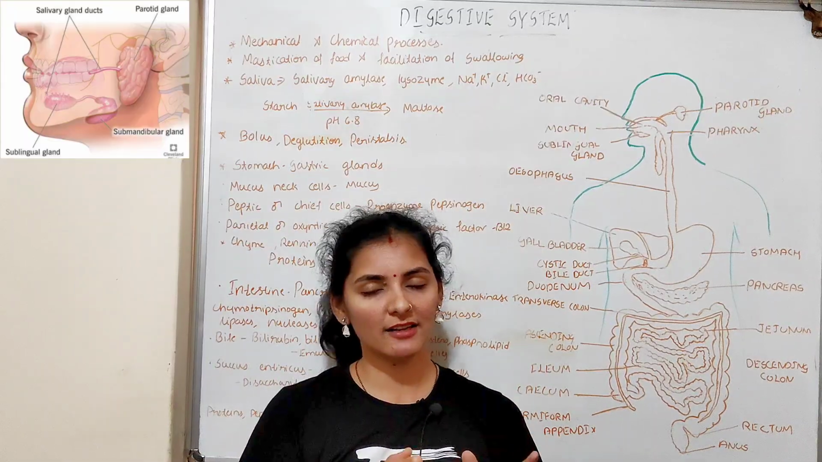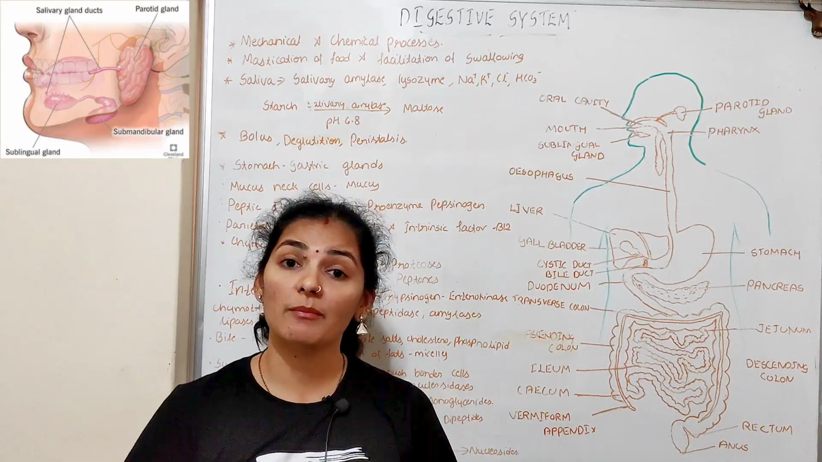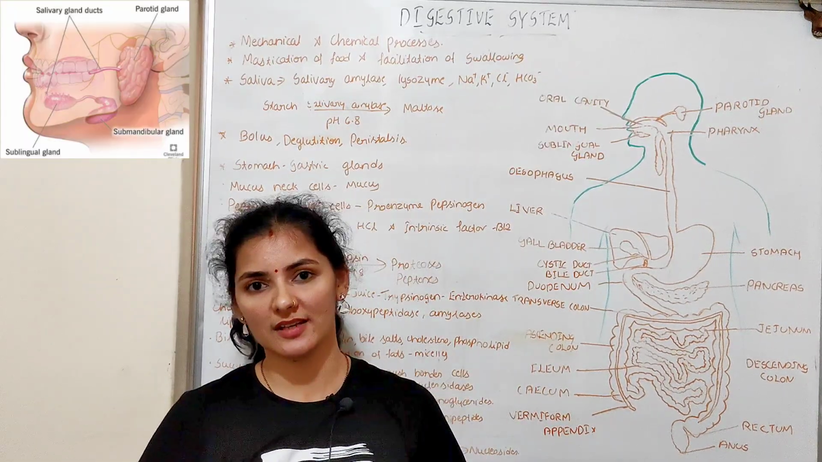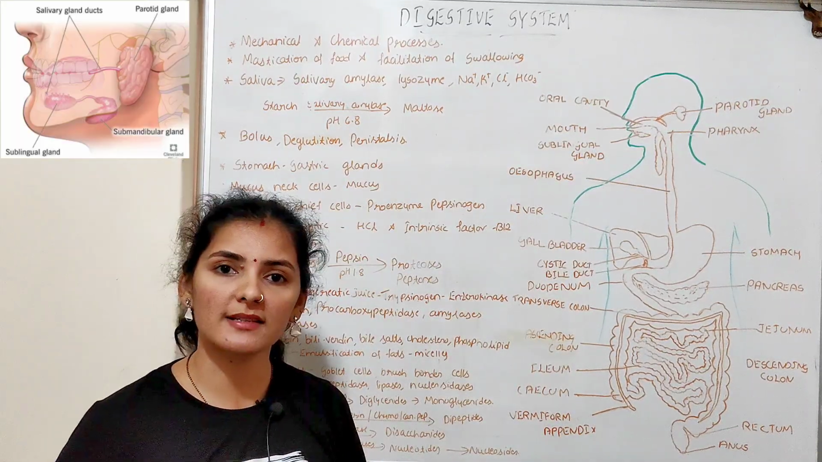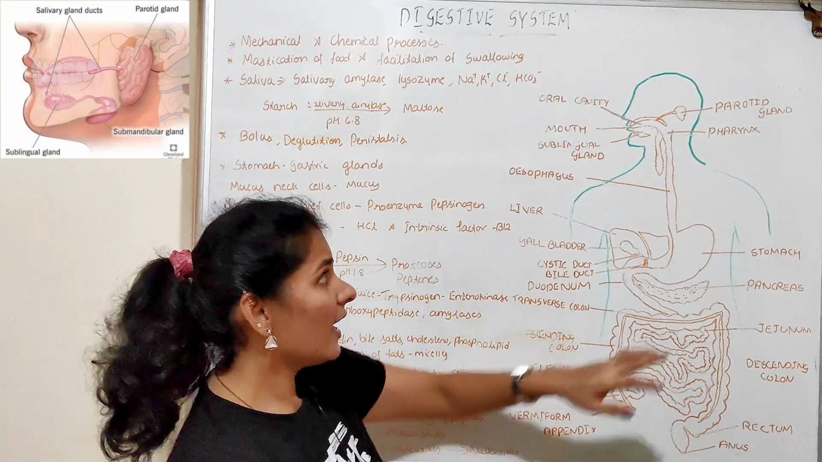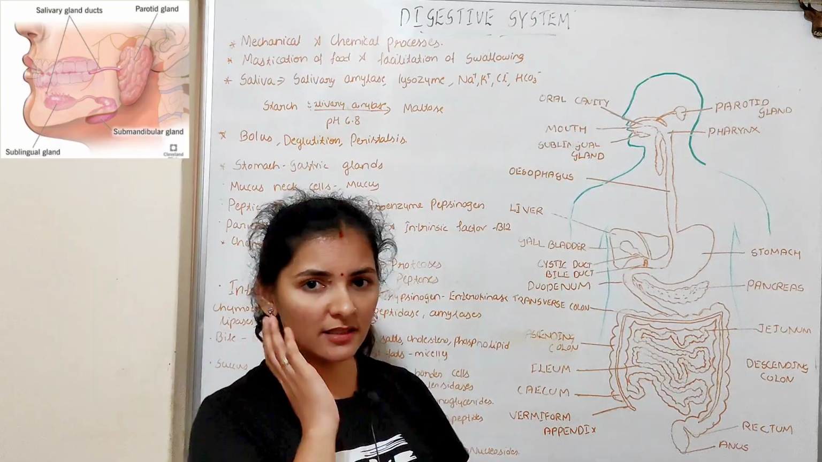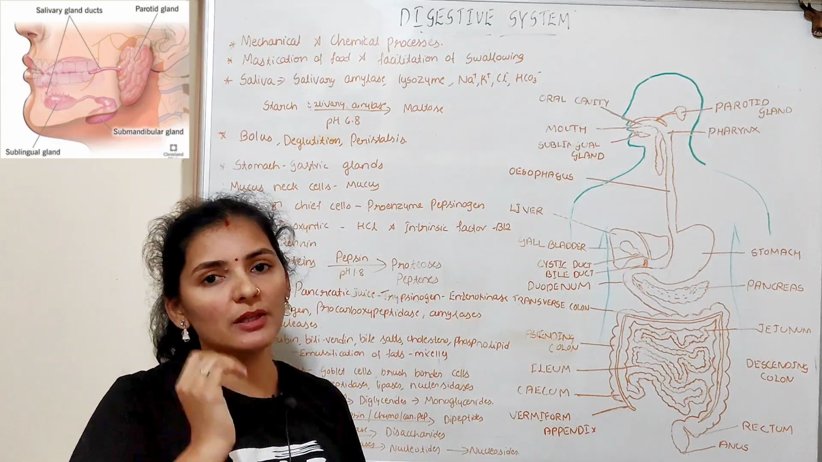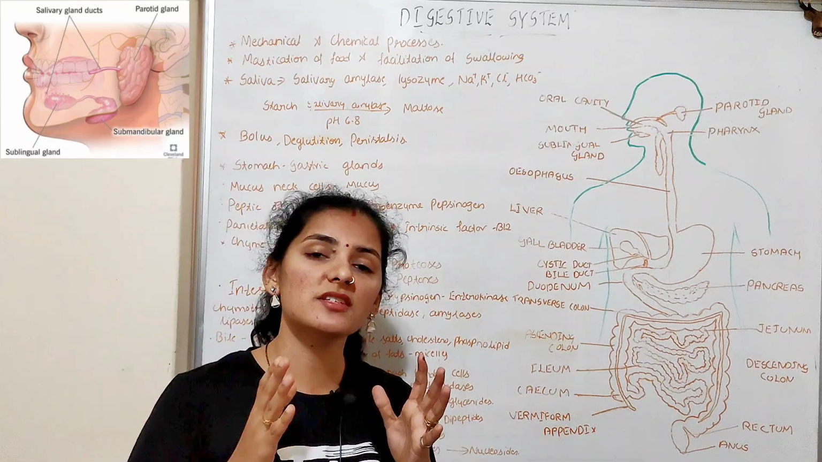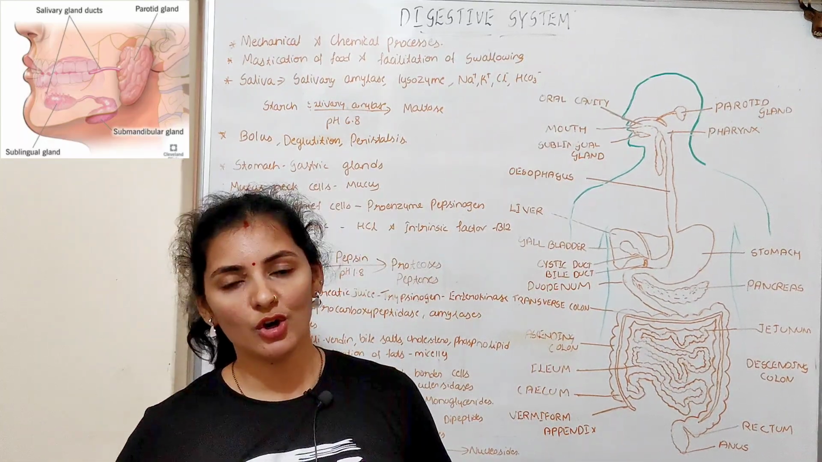As the name indicates, salivary glands secrete saliva, and there are mainly three pairs of salivary glands which secrete saliva, that is parotid gland, sublingual gland and submaxillary or submandibular gland. As you can see here, parotid glands are present in the cheek region near the ear, and sublingual glands are present just below the tongue, and submaxillary or submandibular glands are present near the lower jaw.